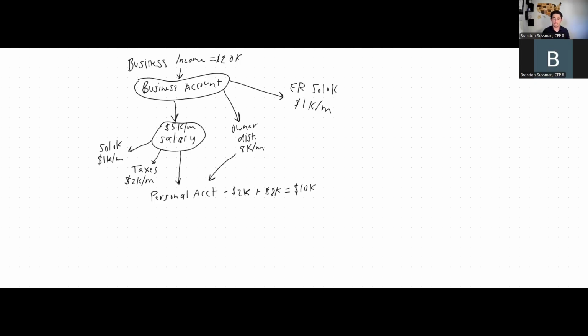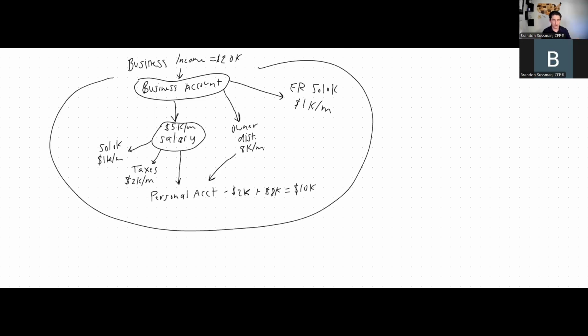So what does this actually cost you, right? If I want to look at all in total, what is this actually costing you? For the total cost, we need to add the $5,000 salary, then the owner's distribution. So now we're at 13, plus the employer's solo 401k is 1,000. So now we're at a total of 14,000 that this cost you to set up this whole plan.